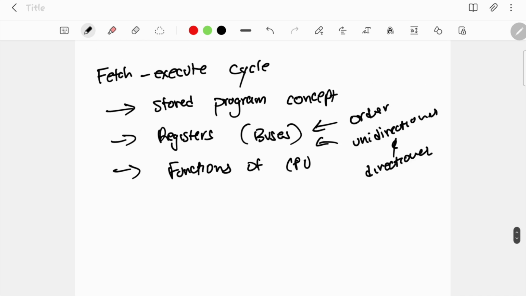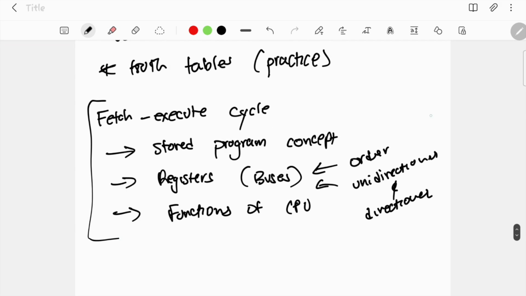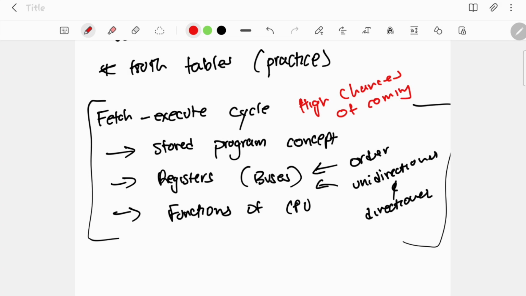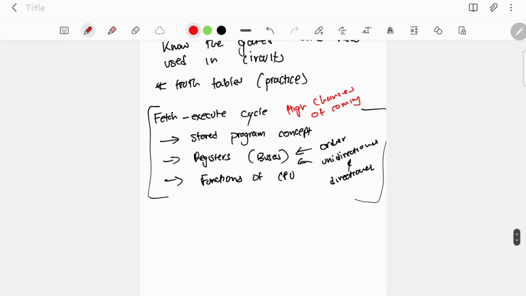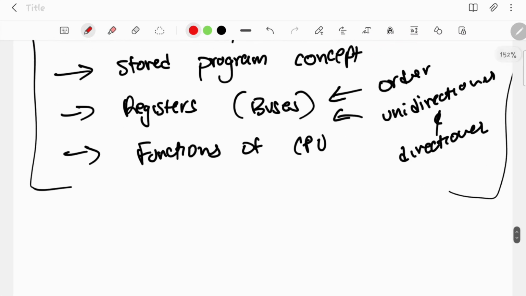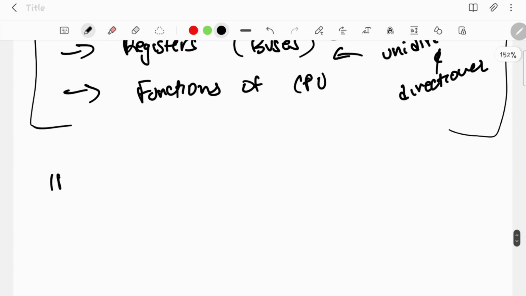Could come. But I have a feeling this, I'm going to write it in red, high chances of coming. Could expect it in the exam. Yeah, so this type of question could come. Now, another big topic and will 100% come is input devices.